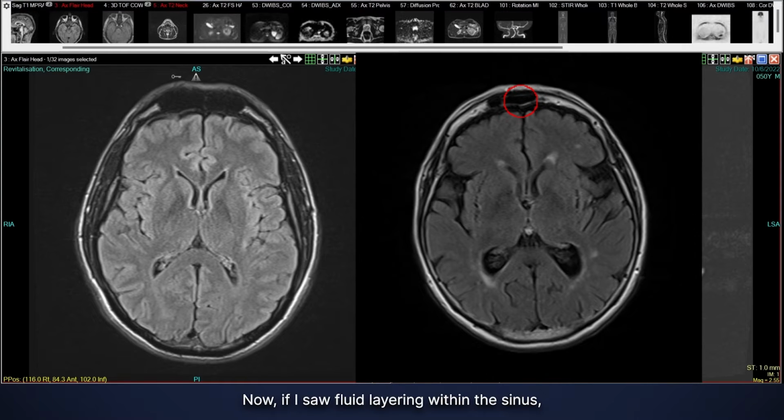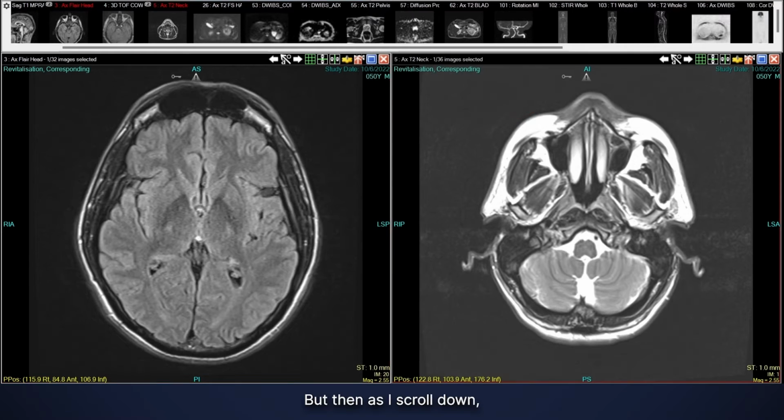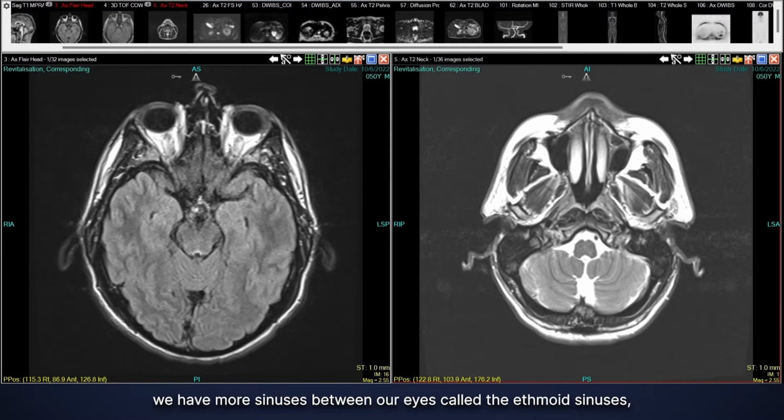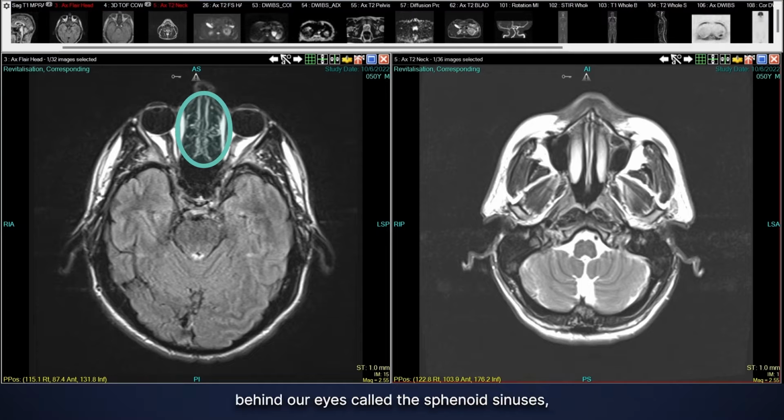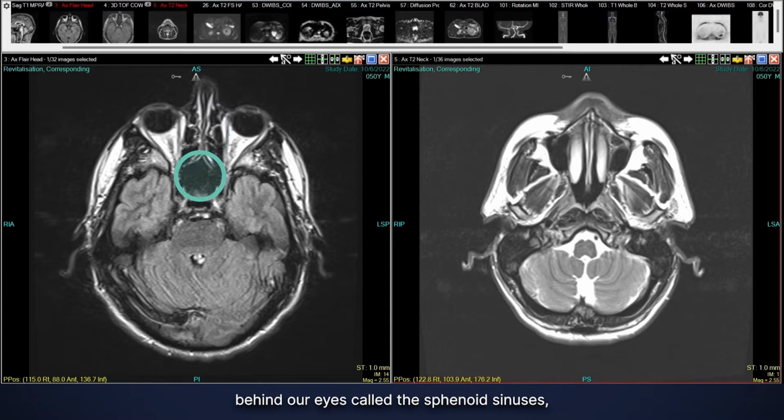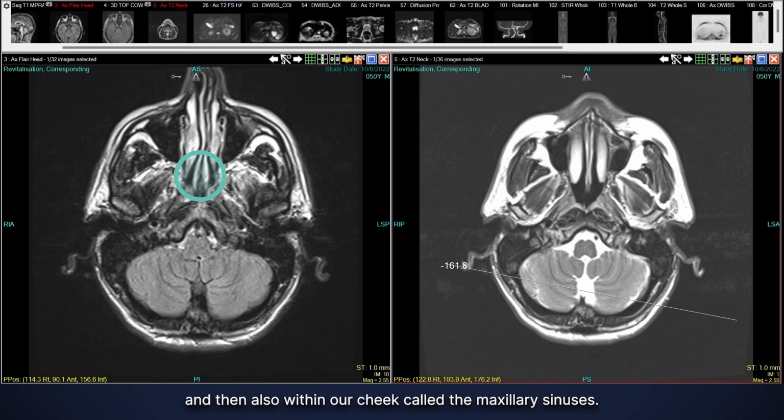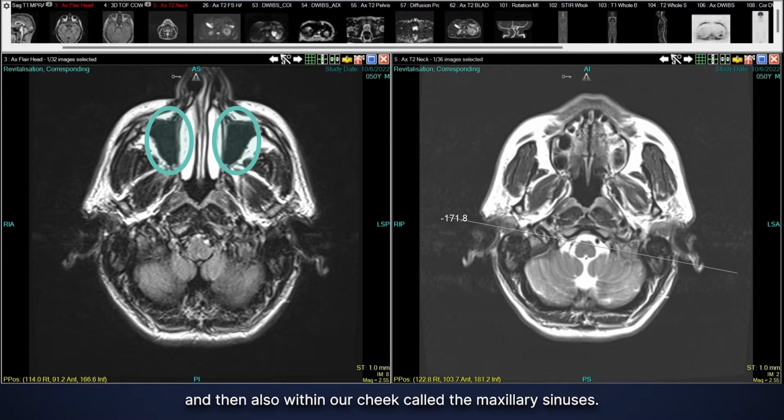Now, if I saw fluid layering within the sinus, that would be concerning for acute sinusitis. Generally, it's acute on chronic sinusitis that we see. But then as I scroll down, we have more sinuses between our eyes called the ethmoid sinuses, behind our eyes called the sphenoid sinuses, and then also within our cheek called the maxillary sinuses. And all these sinuses look well aerated, they're black, and there's no signs of acute or chronic sinusitis here.